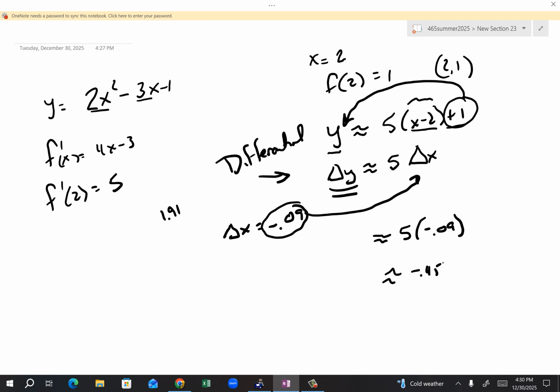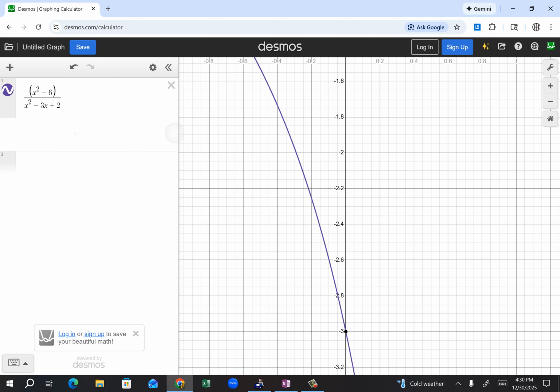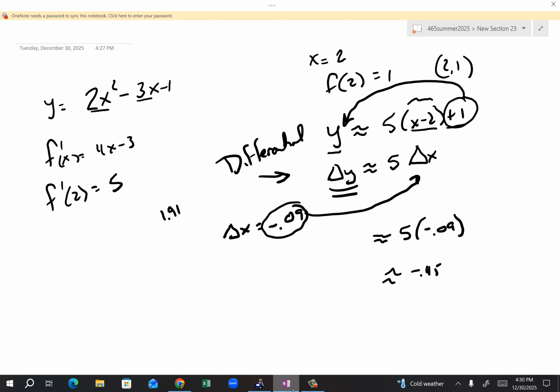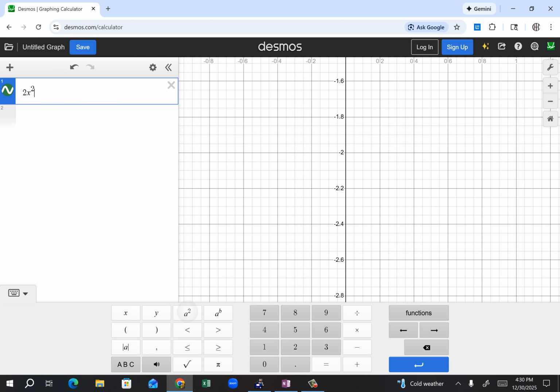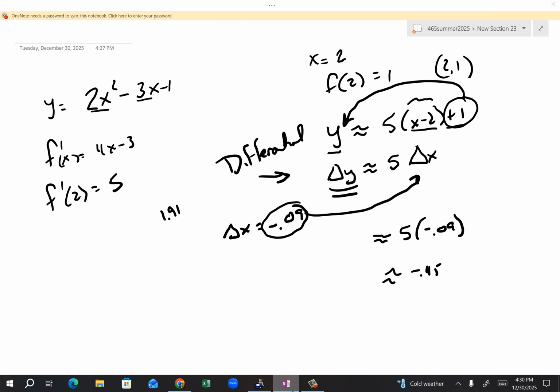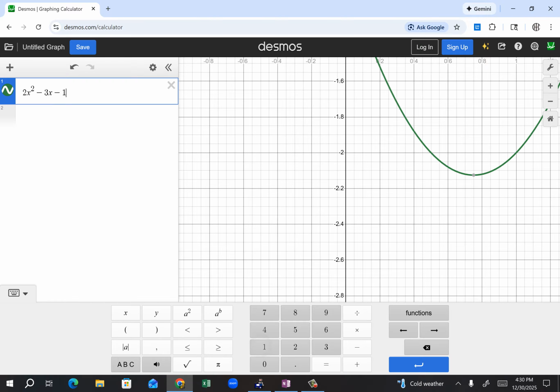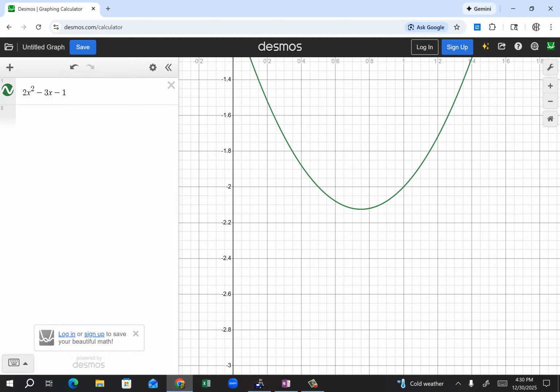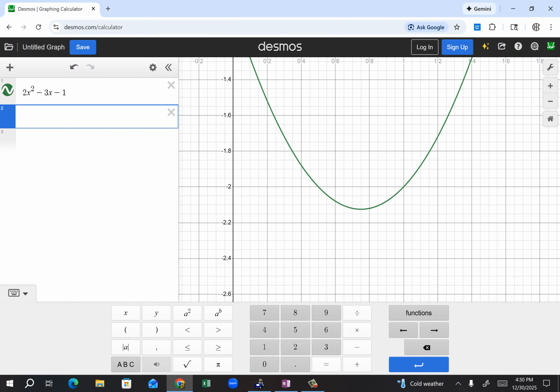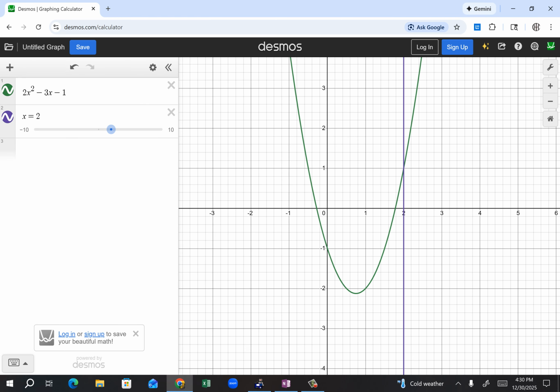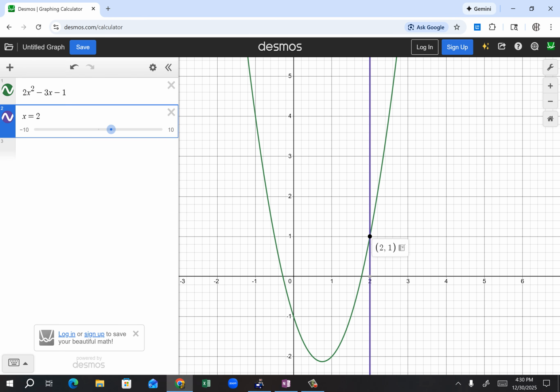So watch this. If I go y equals, my equation was 2x squared minus 3x plus 1, and I'm interested in x equals 2. There you go. Cool. Now, let's go over to x equals 1.91.